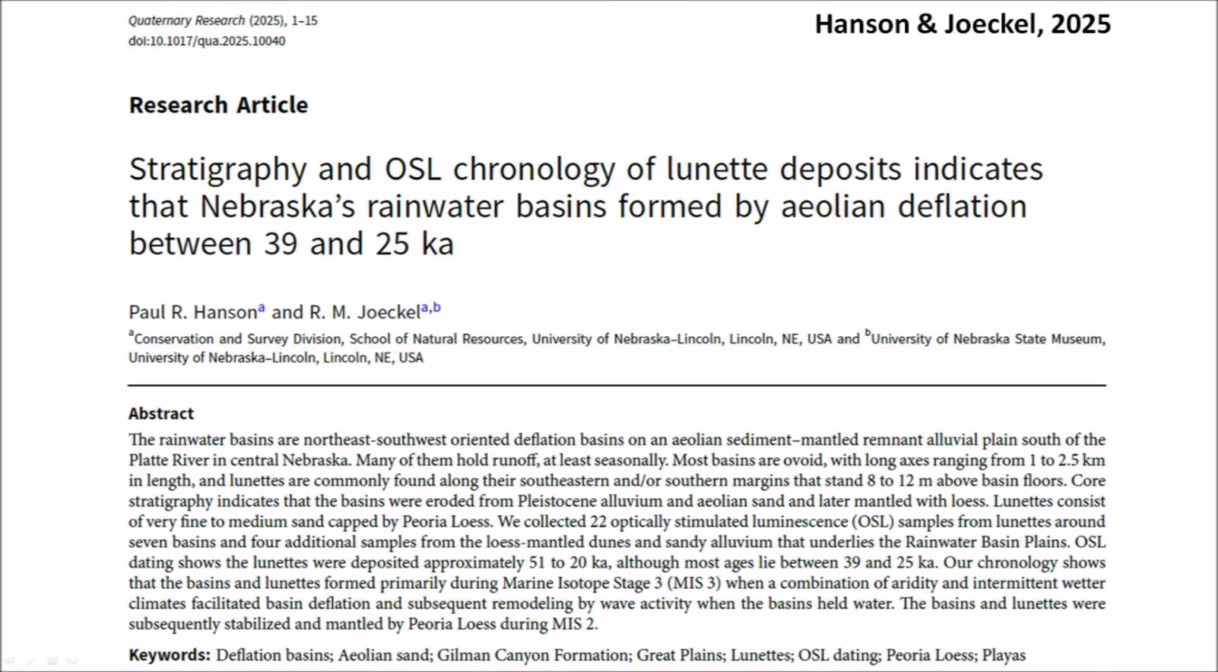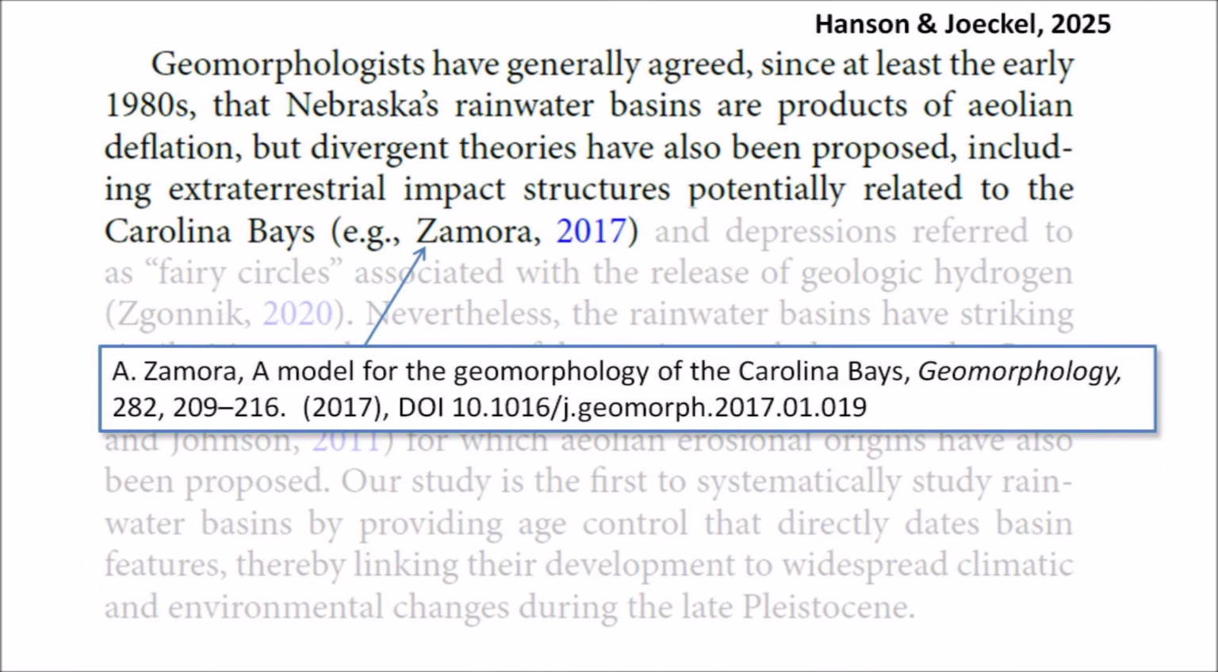The abstract says the rainwater basins are northeast-southwest oriented deflation basins on an Aeolian sediment mantle on a remnant alluvial plain south of the Platte River in central Nebraska. The text of the document says that geomorphologists have generally agreed since at least the early 1980s that Nebraska's rainwater basins are products of Aeolian deflation, but divergent theories have also been proposed, including extraterrestrial impact structures potentially related to the Carolina Bays, for example, Zamora, 2017.